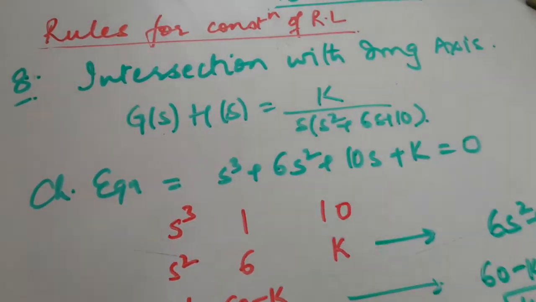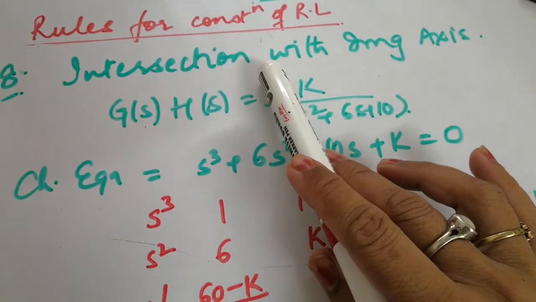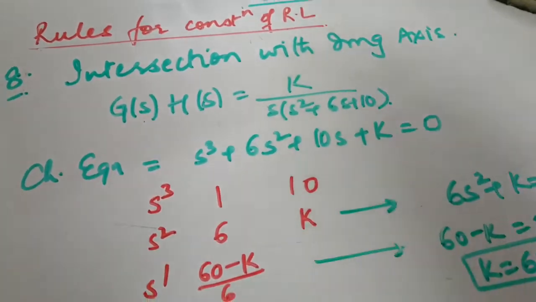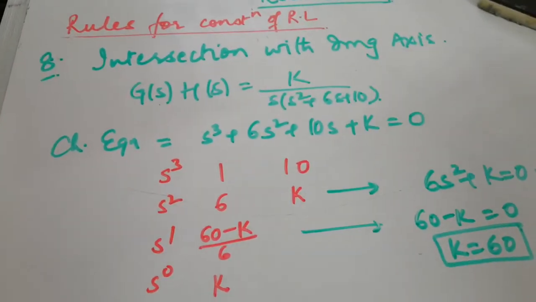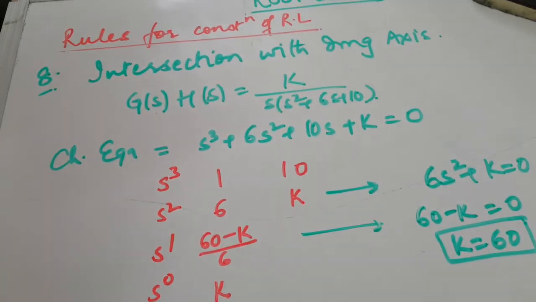Now we come to the rule that provides us the intersection point with the imaginary axis, because when our root locus moves, it sometimes also cuts the imaginary axis and moves towards the right hand side of the plane.